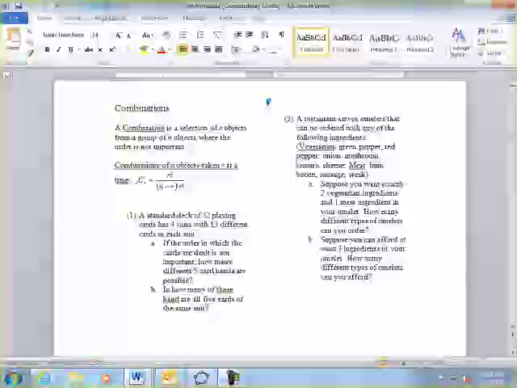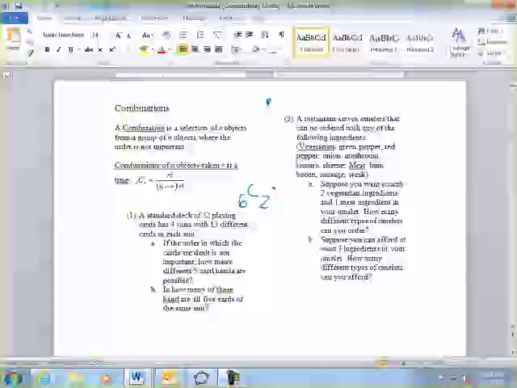So I've got green pepper, red pepper, onion, mushroom, tomato, cheese. So there's 6 vegetarian ingredients. And from those, how many am I going to pick? 2. And when we say the word and in a probability or counting problem, we're going to multiply.